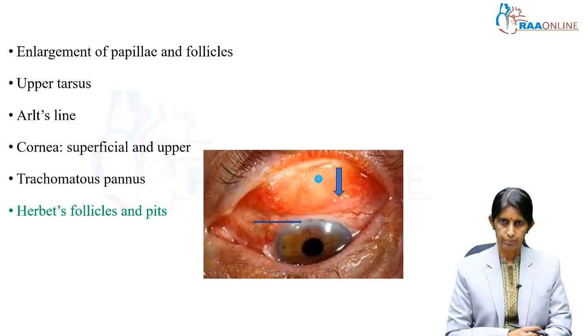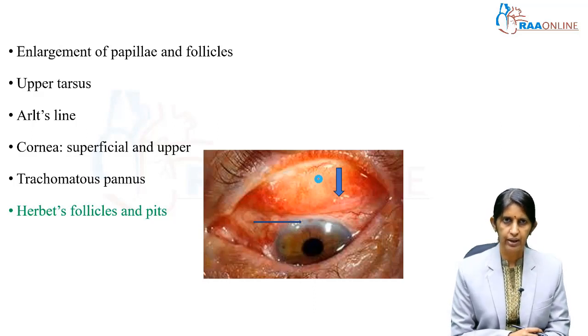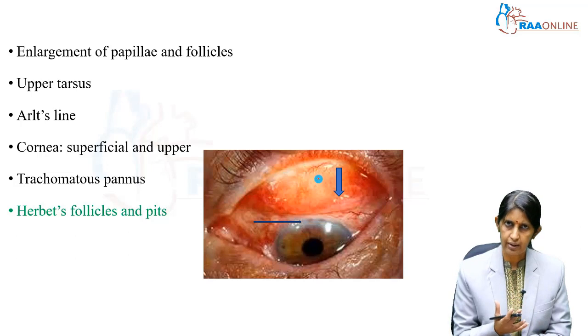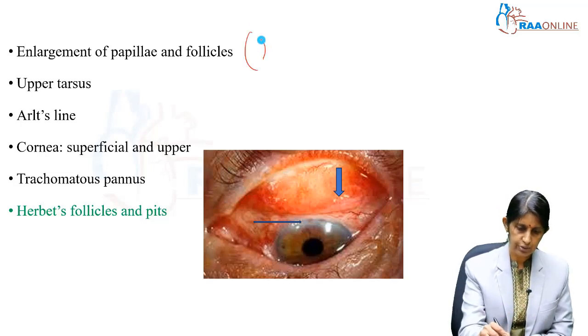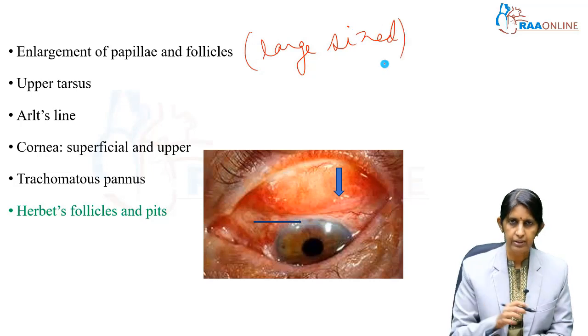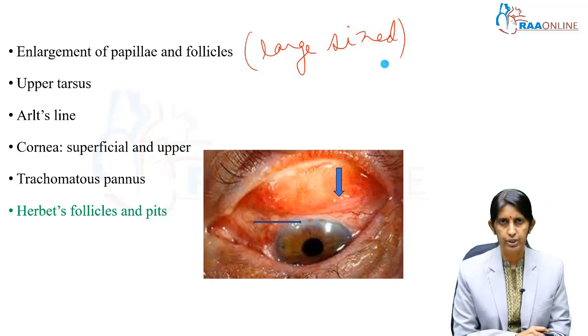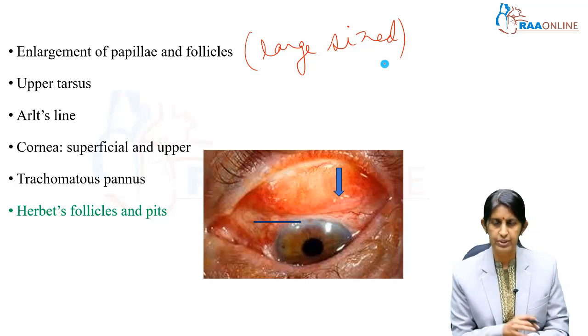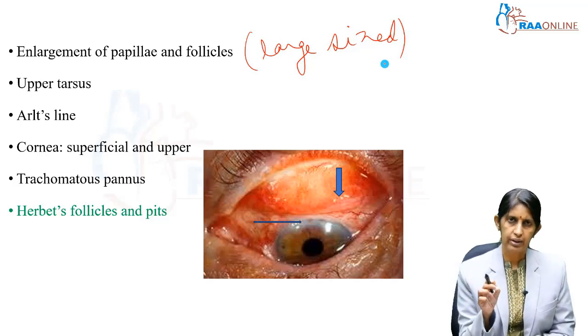So what is it that we need to look for? In these patients, you can have an enlargement of the papillae and follicles. So this is one of the unique conditions where follicles can grow very large. You can have very large sized follicles in the eye. We need to examine for this. Follicles usually occur as lymphoid aggregates. Of course, we don't see it as lymphoid aggregates. We see it as small nodular elevations, usually whitish in color.